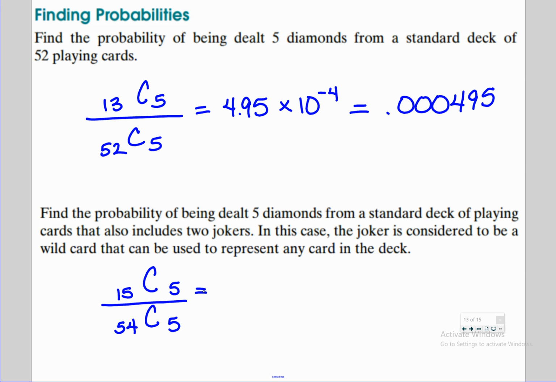So you can just edit your previous entry in the calculator if you want. 15 choose 5, divided by 54 choose 5. So I get 9.496 times 10 to the negative 4th, which is about 0.0009496 if I give it a few decimal places. A little bit higher probability there.